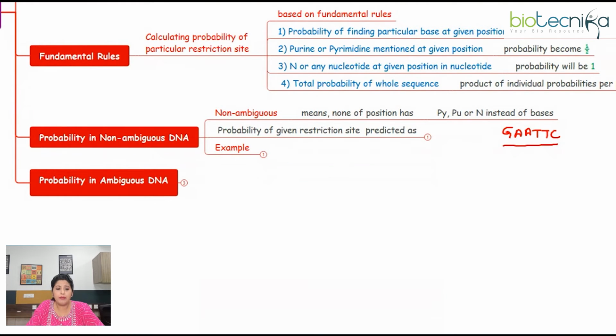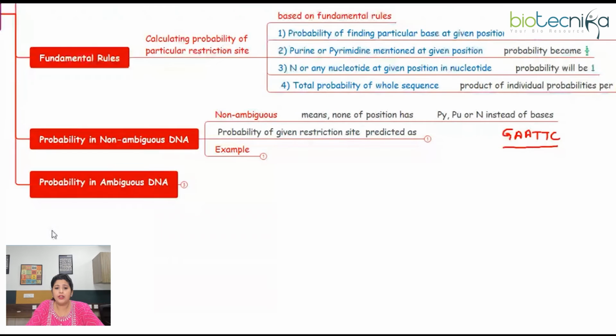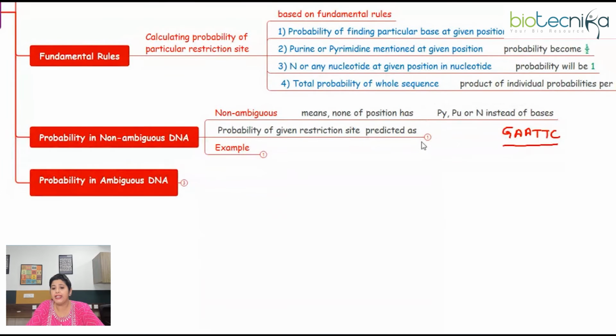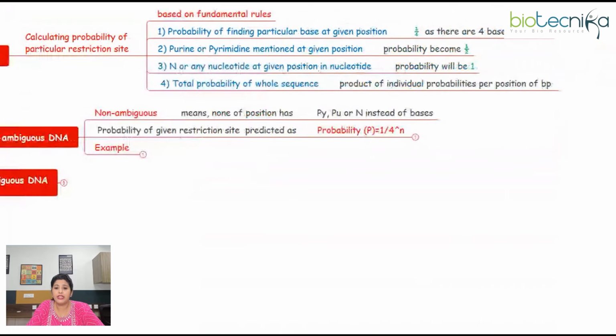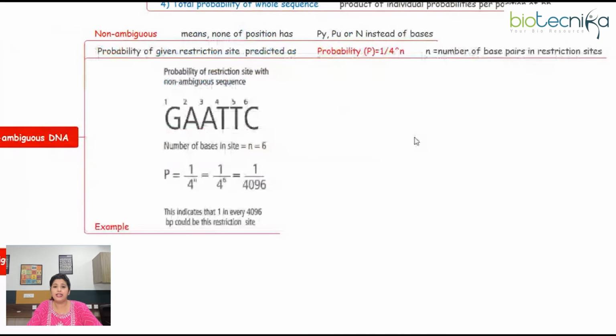Always remember, the probability of a given restriction site is predicted as, as I already told you, the product of the individual probability per position of base pair. So it is 1 by 4 raised to power n, where n is the number of base pairs in the restriction site. Let's understand the details with the help of an example. Here you can see GAATTC. It's a non-ambiguous sequence because all the bases are well defined. The number of bases is 6, right? So it's a 6 base pair recognition sequence.